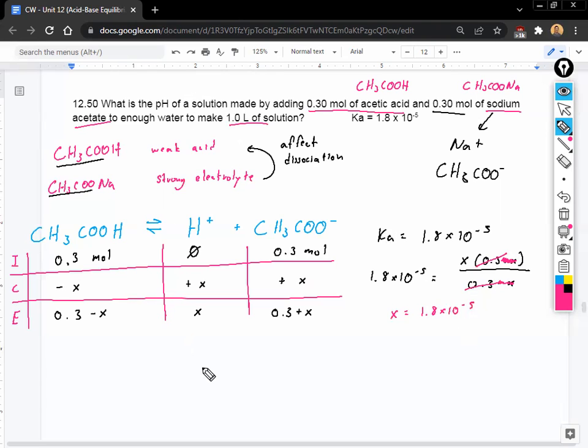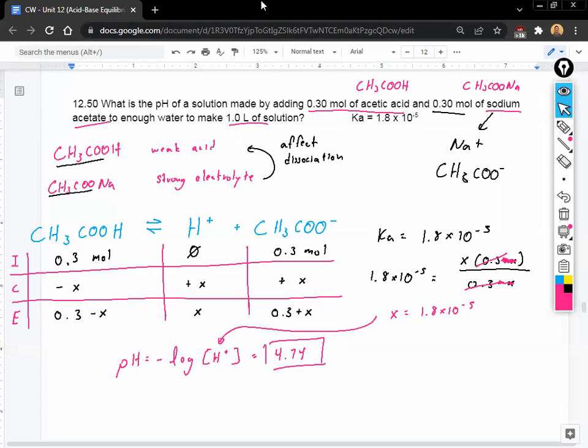And then since we're looking for the pH, all we have to do is pH is equal to the negative log of the concentration of H+. The concentration of H+ is x. We have the value for x, so we can just plug it into the equation right here. And I'll do the calculation for you. It's going to be 4.74. And that's it. That's how we would calculate the pH of the solution that already has acetate in there.